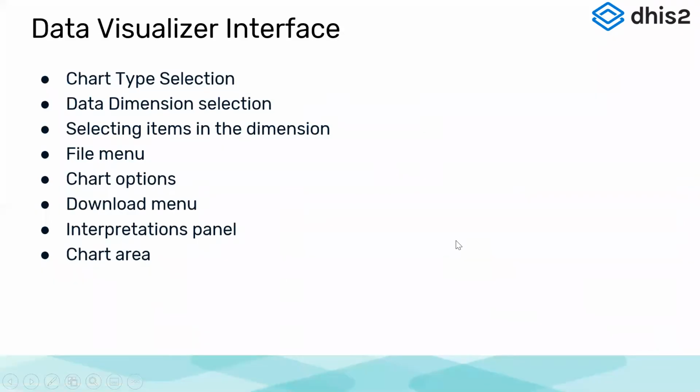So these things we covered in the Data Visualizer interface: how to select, where to select the chart type, the dimensions, the file menu, chart options, the download menu, the interpretations panel, and the chart area.